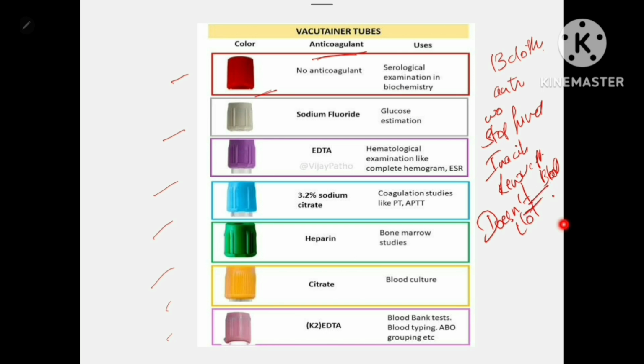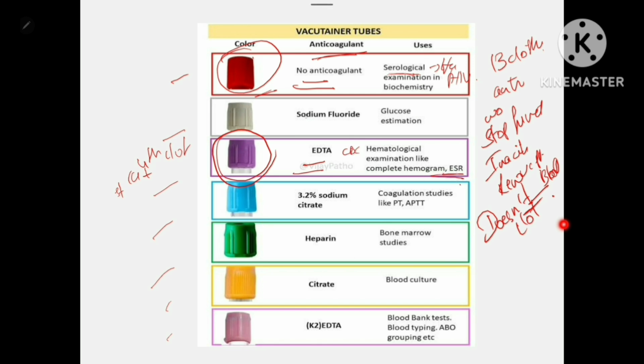So this will have different anticoagulants. So first is no anticoagulant, that is red, which is more commonly used, and the other is purple, which is also commonly used, that is EDTA. So no anticoagulant is usually used for serological examination like hepatitis, HIV. So these are usually used where there is no coagulation. Whereas EDTA is usually used as it stops clotting, where calcium will bind and it will stop the coagulation. So it is used for routine blood checkups like CBC and ESR and all.